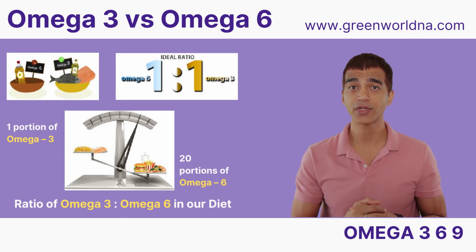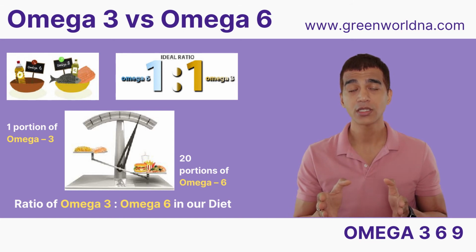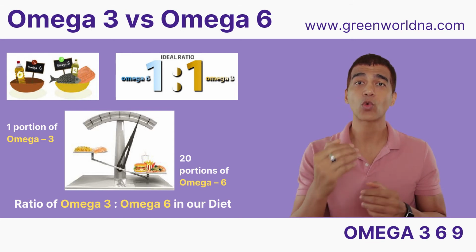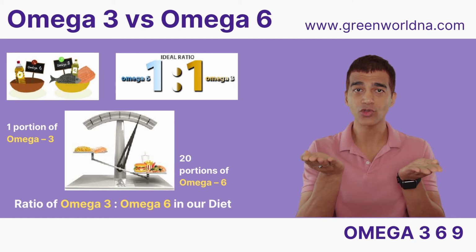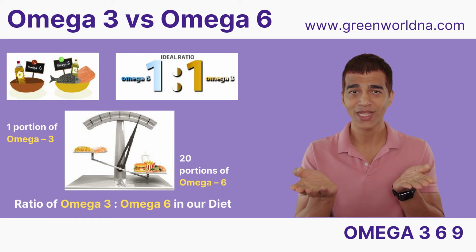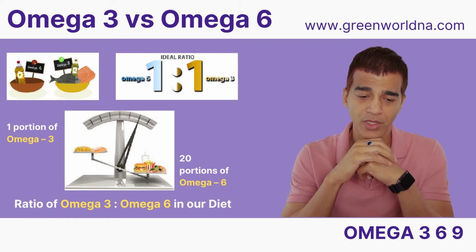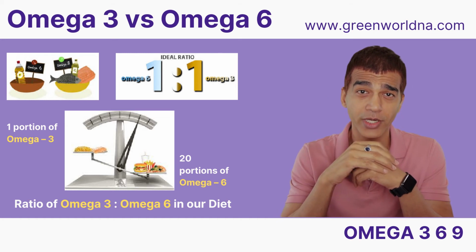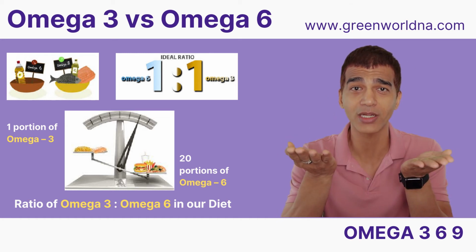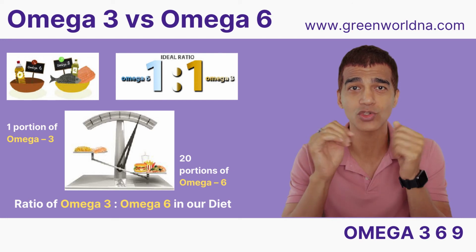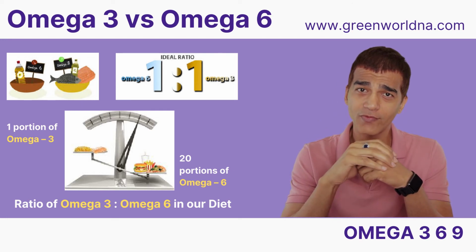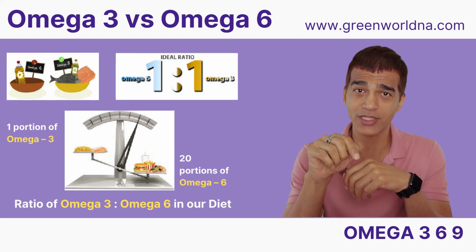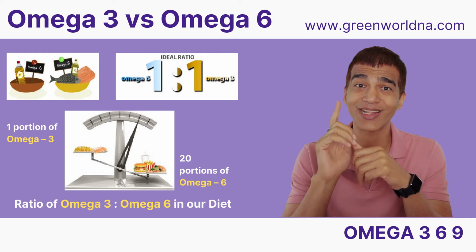And the second thing that we can do is start using some supplement which provides you a well-balanced ratio of omega-3, 6 and 9. And the best part about omega-3, 6, 9 from Green World is the ratio of omega-3 to 6 is 1 to 1. And on top of that, the omega-6 that is present in our product is not inflammatory.